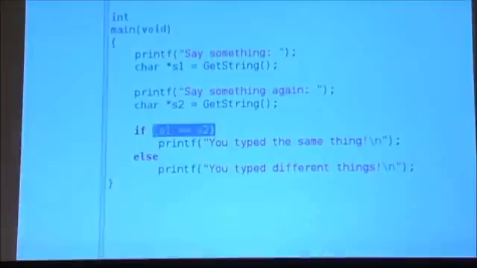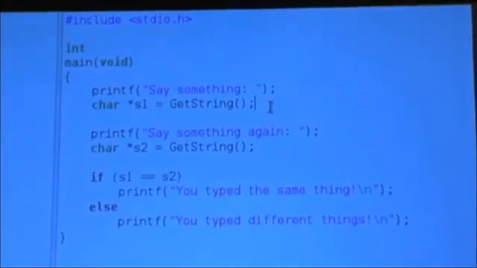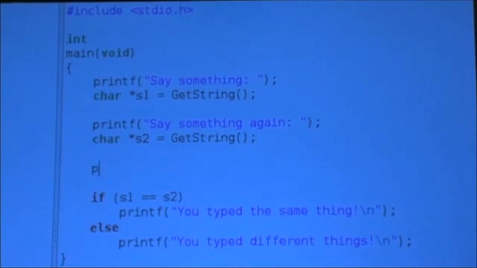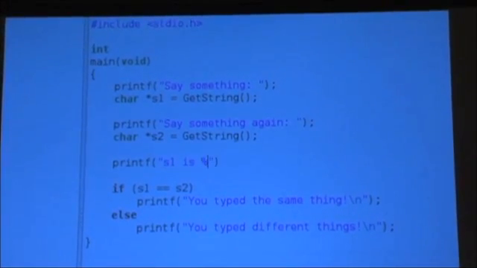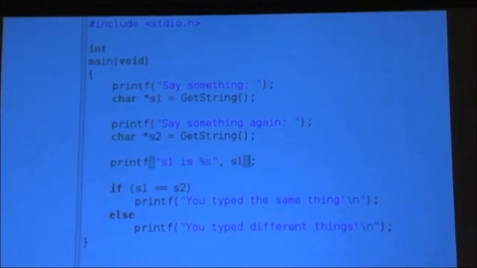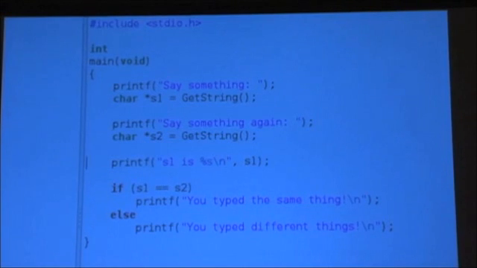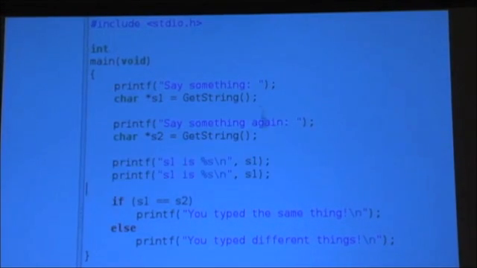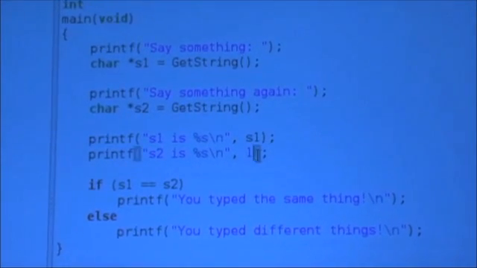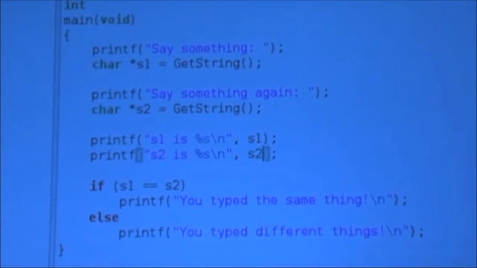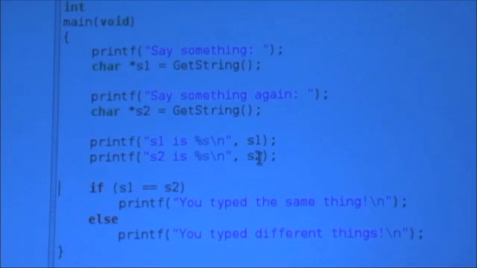So S1 equals S2. Let's actually print this out. So let me just make some temporary space here. Printf, and I'm going to say S1 is %s, comma, S1, semicolon. And actually, let me put a new line in there. And now I'm going to also say S2 is %s, paste in S2. So S1 is something, S2 is something.